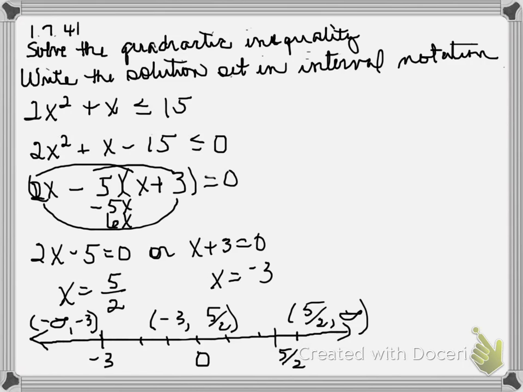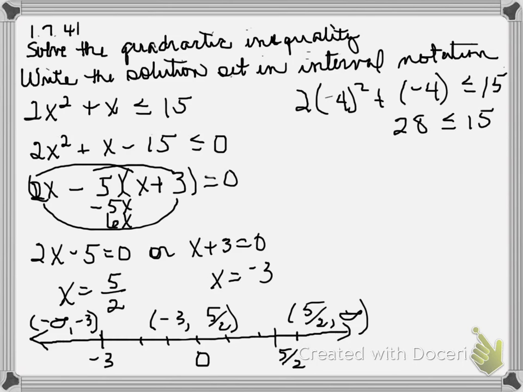So to the left of negative 3, let's use x being negative 4. So you'll have 2 times negative 4 squared plus negative 4 is less than or equal to 15. Okay, negative 4 squared would be 16 times 2 is 32, minus 4 is 28, less than or equal to 15 is false. So that one is not in my solution set.